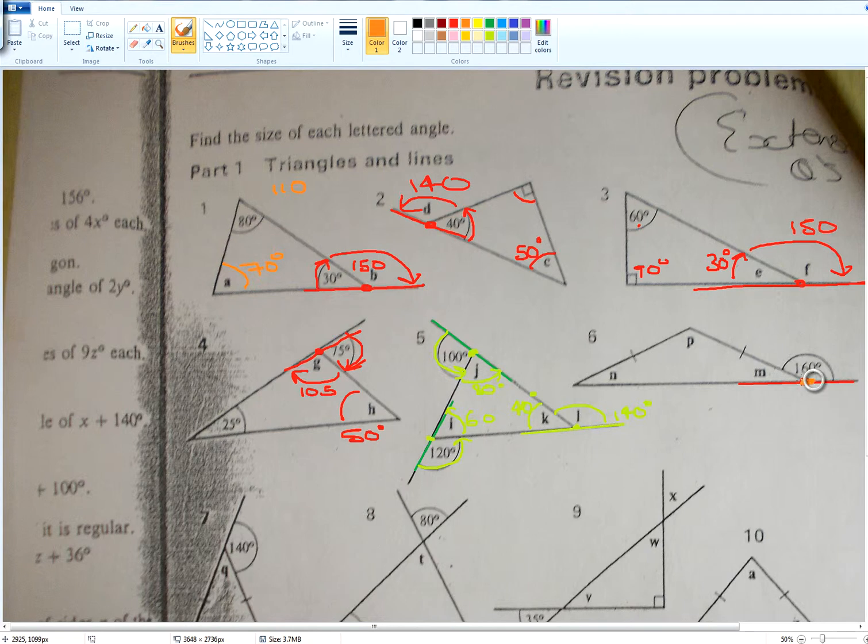Orange. This is the point on a straight line. So these two angles add up to 100 and 80, so M is equal to 20. And M and N are equal because this is an isosceles triangle. So N is also equal to 20. And 20 plus 20 is 40. So P is equal to 180 minus 40, which is 140.